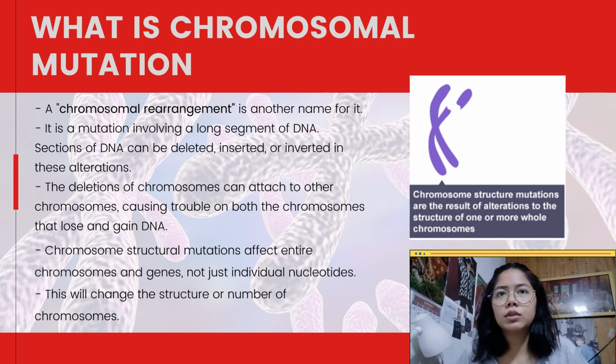This mutation as well will affect entire chromosomes and genes, not just individual nucleotides. This mutation will occur when a part of the chromosome breaks off, gets duplicated, or moves to another chromosome due to faults in cell division. This will change the structure or the number of the chromosomes. If you want to know more about chromosomal mutation, please do listen to our next reporter, because the next reporter will discuss the types of this kind of mutation. So thank you and God bless.